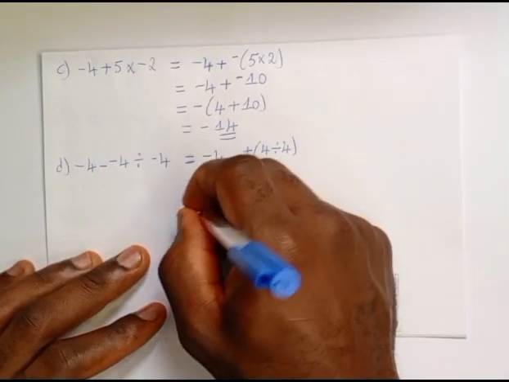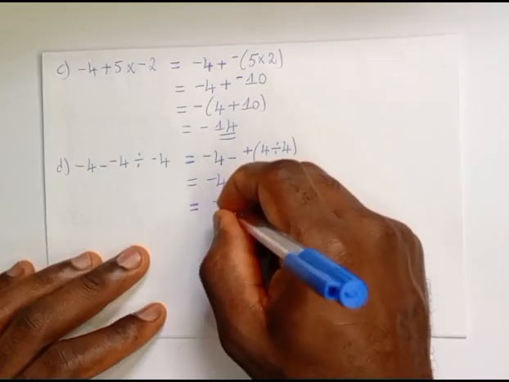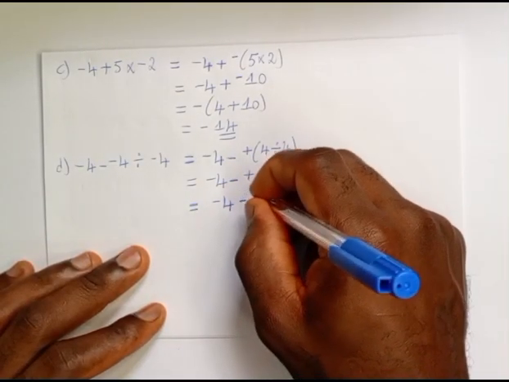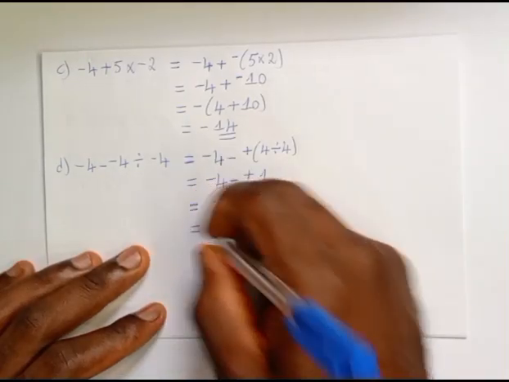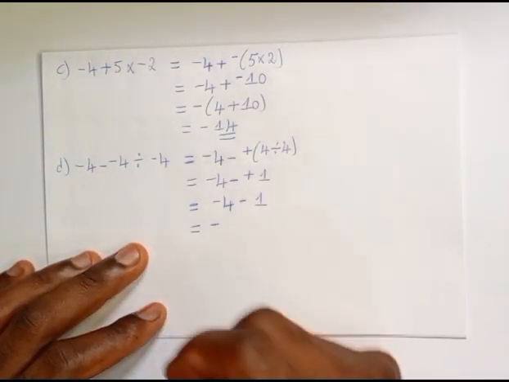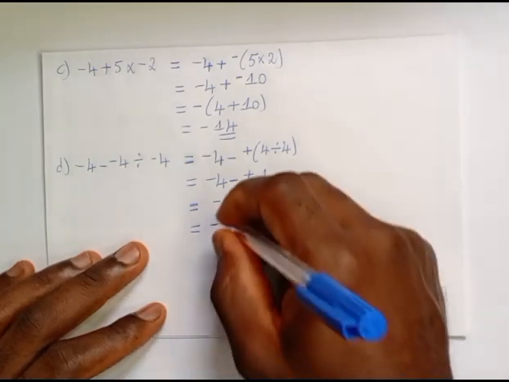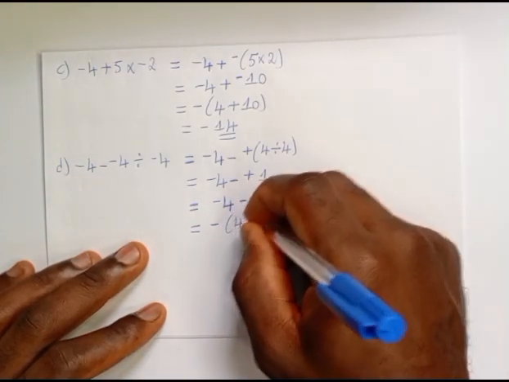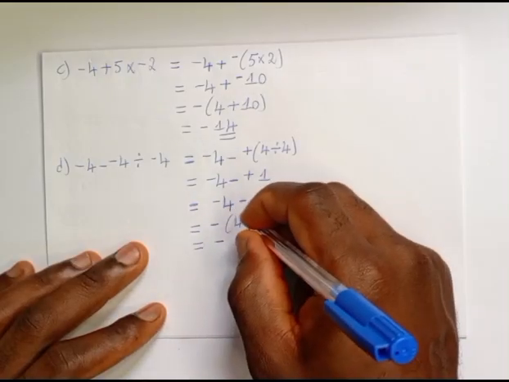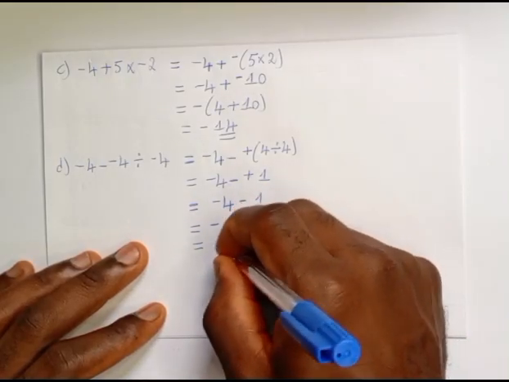This will simply be equal to negative 4, negative positive, the resulting sign is negative, negative 4 minus 1. The two numbers have the same signs. We are going to write out the common sign, which is negative. Then we add the absolute values, 4 plus 1, and this will simply be equal to negative 5.